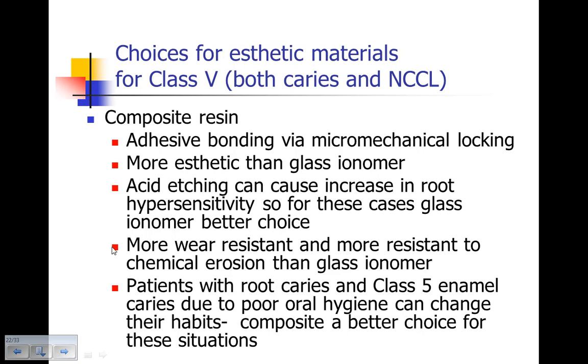Composites are more wear-resistant, more resistant to chemical erosion than glass ionomer. And it's for those patients where we're seeing Class V caries due to oral hygiene habit discrepancies and perhaps chemical erosion because of their diet. These are things that are changeable and modifiable through patient education and patient counseling.